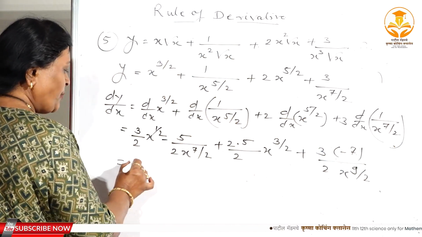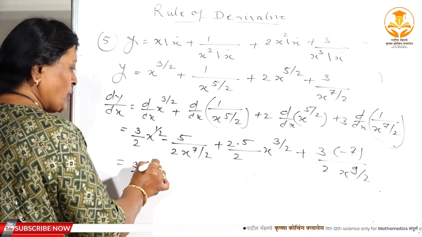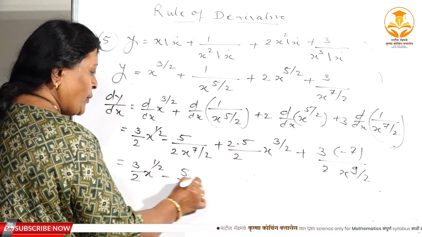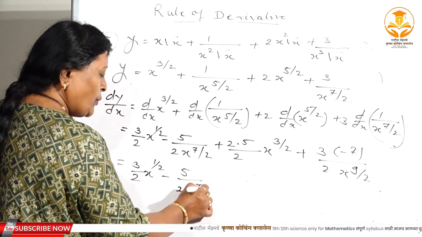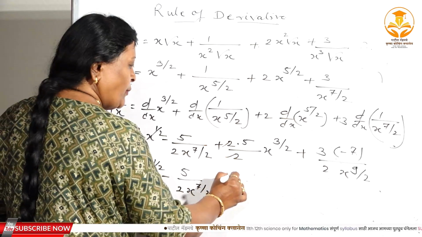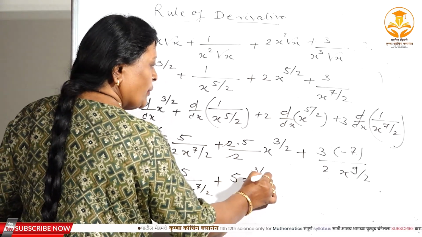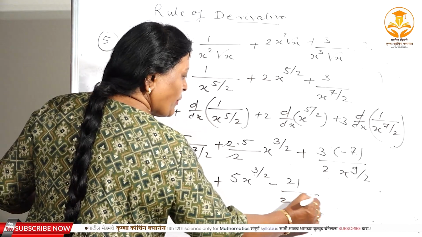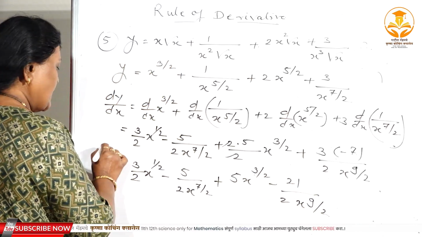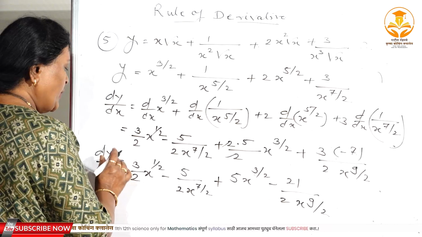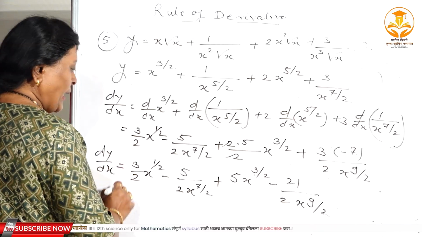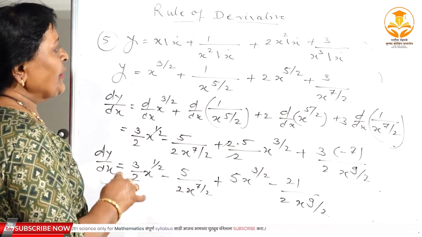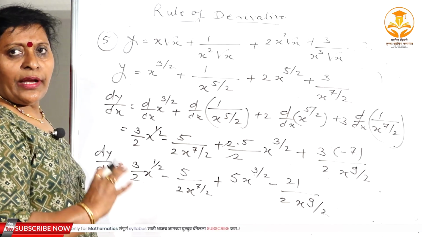Now simplify. 3/2 x to the power 1/2, minus 5/2 x to the power 7/2, the 2 gets cancelled, 5 x to the power 3/2, minus 21 divided by 2 x to the power 9/2. This is the result, and this is about the derivative of the function when two or more functions are added.